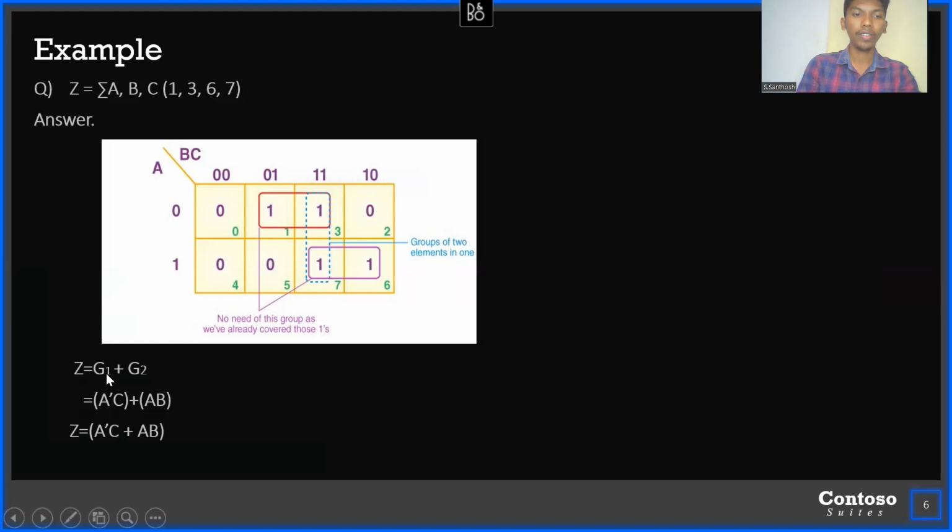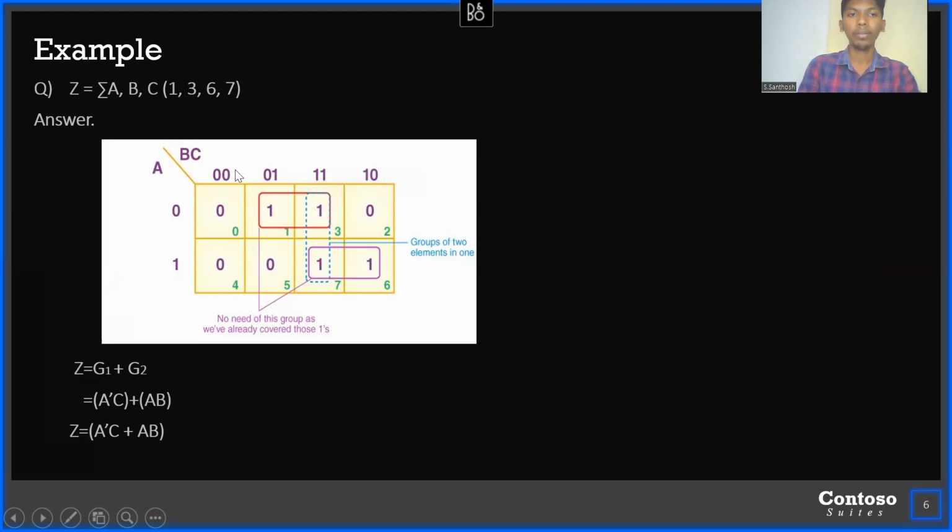And over here you can see I've taken group 1 and group 2. So group 1 is the first one, that is the red marked one. Over here you can see I've taken a complement c because for this single row a complement is the value, and over here I've taken c but I did not consider b because c is the only value that is not changing.